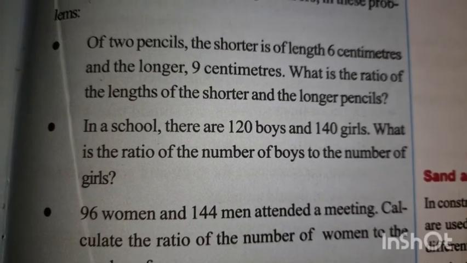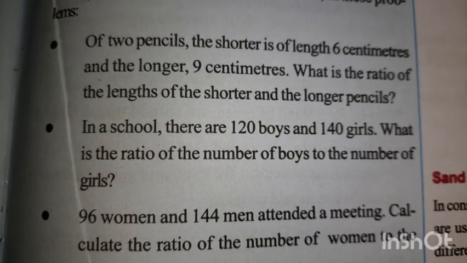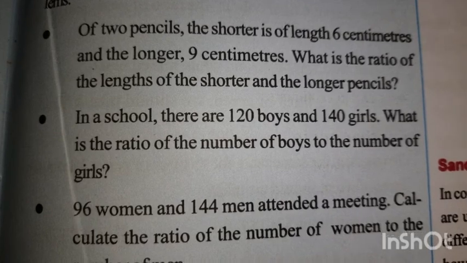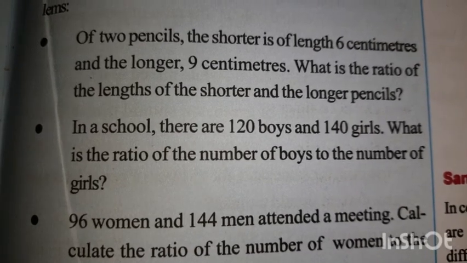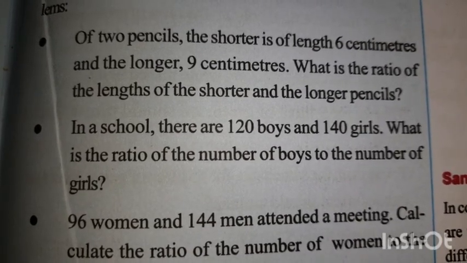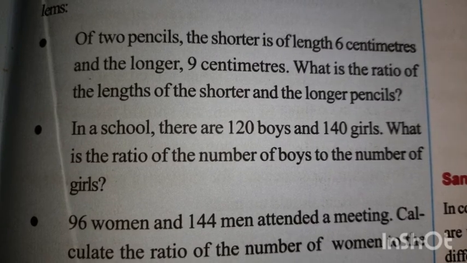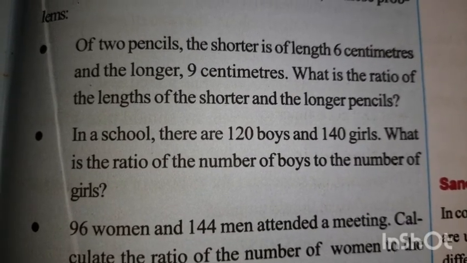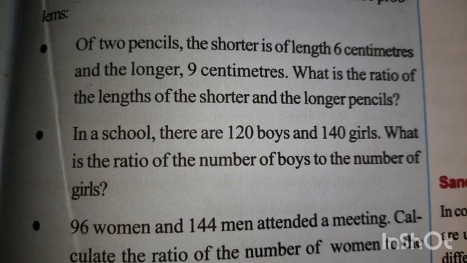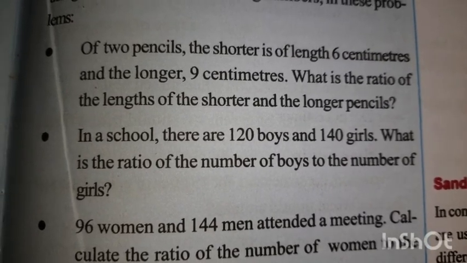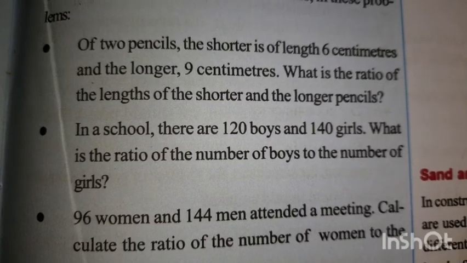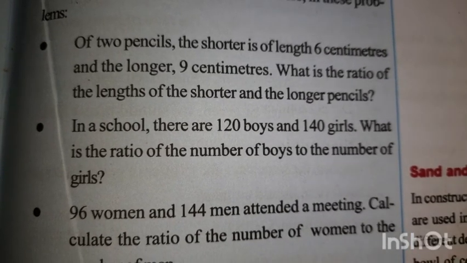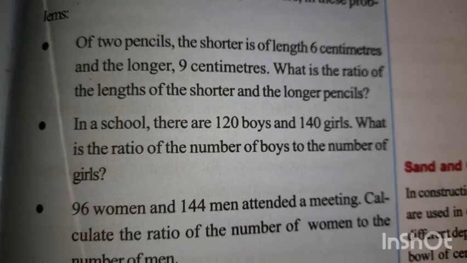Two pencils, the shorter of length 6 cm and the longer of 9 cm. What is the ratio of the length of the shorter and longer pencil? So out of two pencils, one is shorter and another one is longer. Okay. The length of the shorter one is 6 cm and the longer one is 9 cm. So we have to find out the ratio of the shorter and the longer.